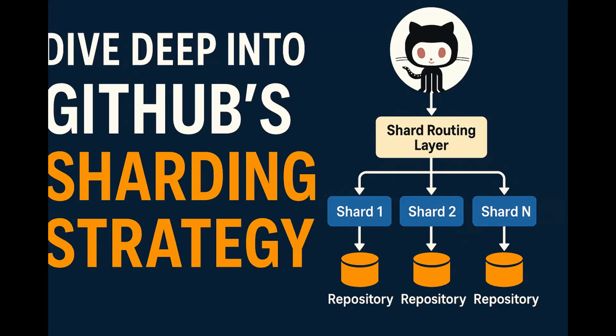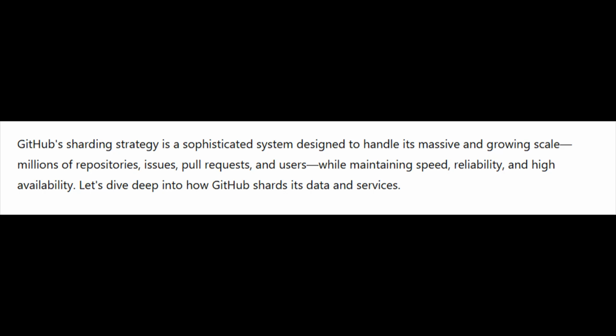In this video, we explore GitHub's powerful sharding architecture, the secret sauce behind its massive scale and performance. GitHub's sharding strategy is a sophisticated system designed to handle its massive and growing scale, millions of repositories, issues, pull requests, and users, while maintaining speed, reliability, and high availability. Let's dive deep into how GitHub shards its data and services.